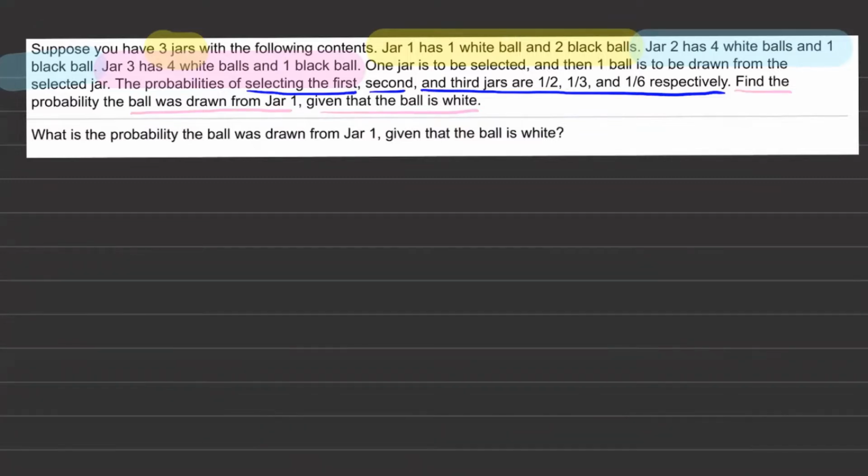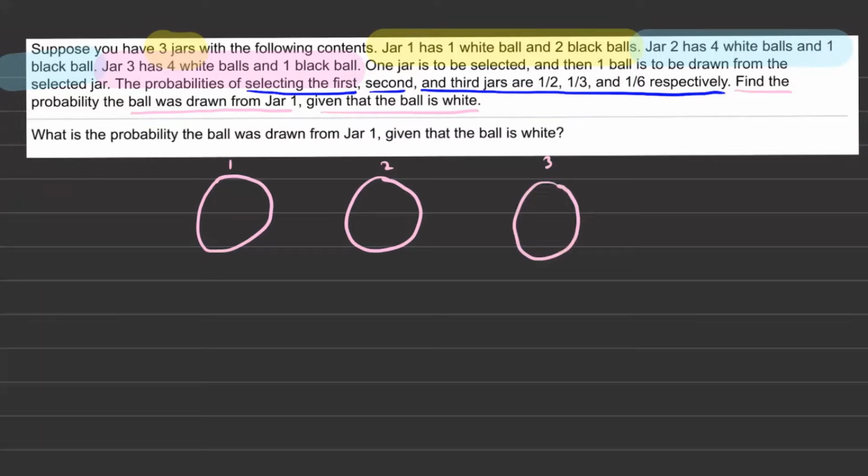So you have three options. So let's say this is our jar 1, jar 2, and jar 3. So ignore my drawing. They're not so much like a jar, but let's suppose they are. So for the first jar, we have 1 white ball, let's call it W, and 2 black. Second jar, we have 4 white and 1 black ball. And the third jar, we are given that there are 4 white and 1 black.